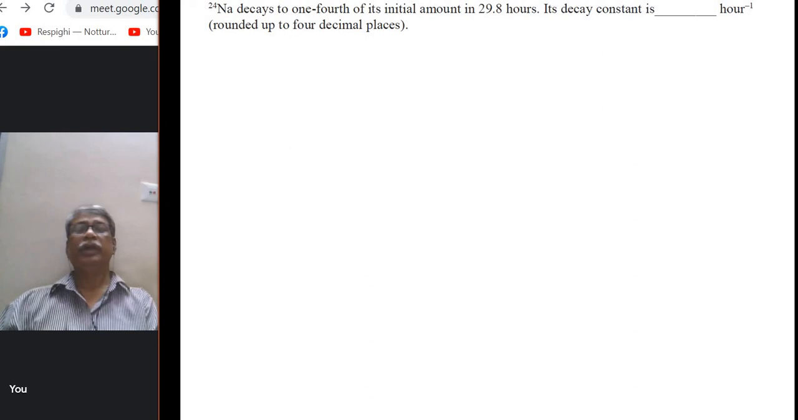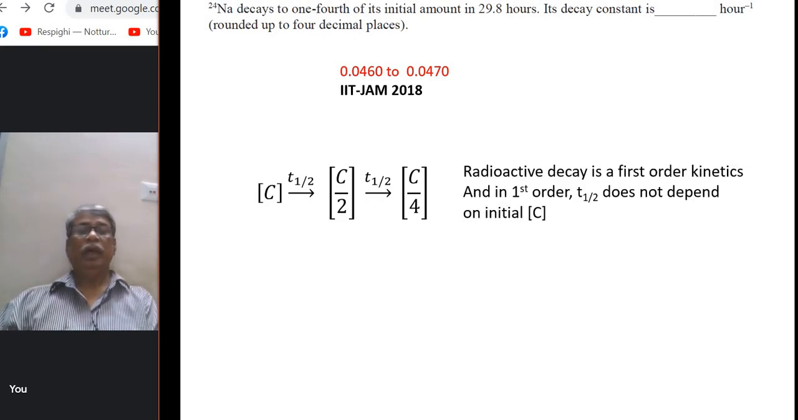Sodium 24 decays to 1/4 of its initial amount in 29.8 hours. Its decay constant is this. So how to solve this problem? Now you know that sodium decay is first order kinetics, and for first order kinetics, the half-life doesn't depend on the initial concentration. So if you start with C, then after T half it becomes C by 2, and after the same T half value it becomes C by 4. These two T halves are exactly the same.